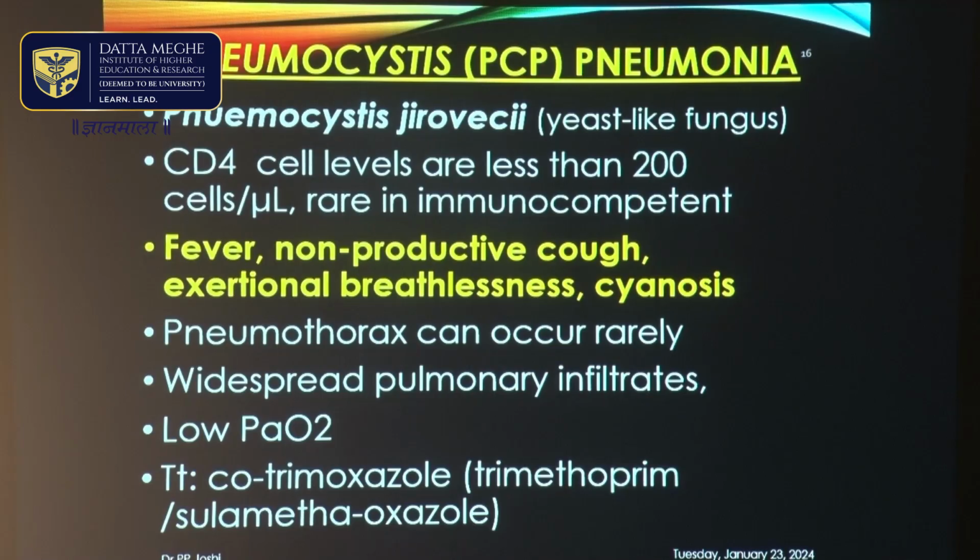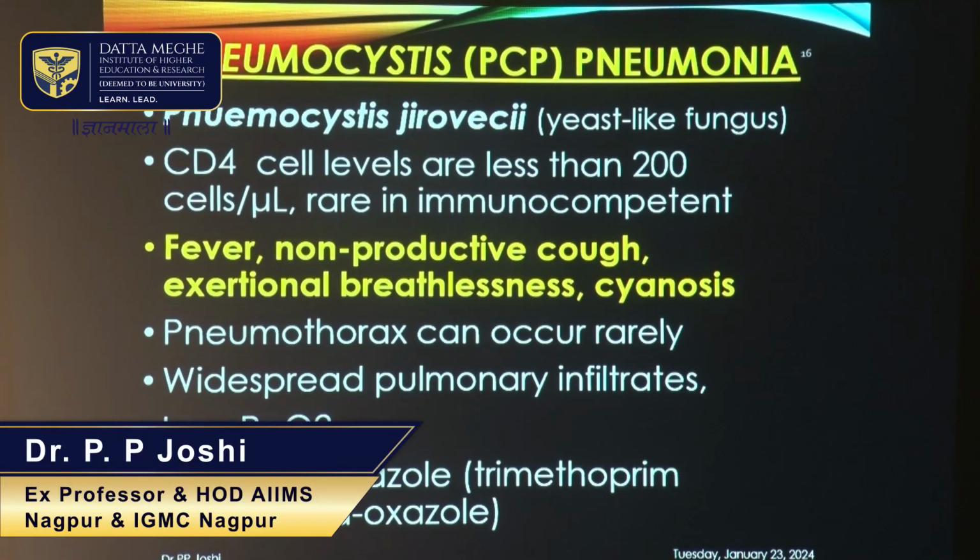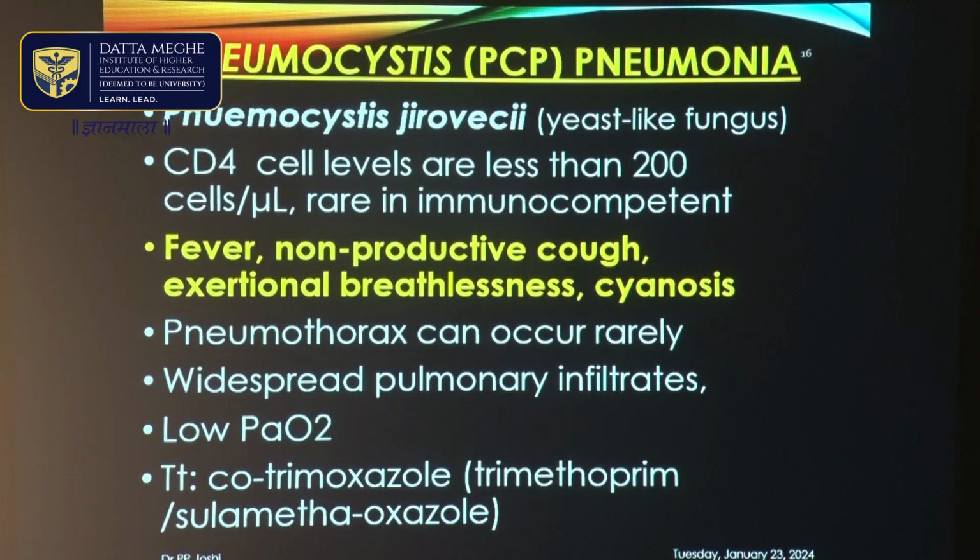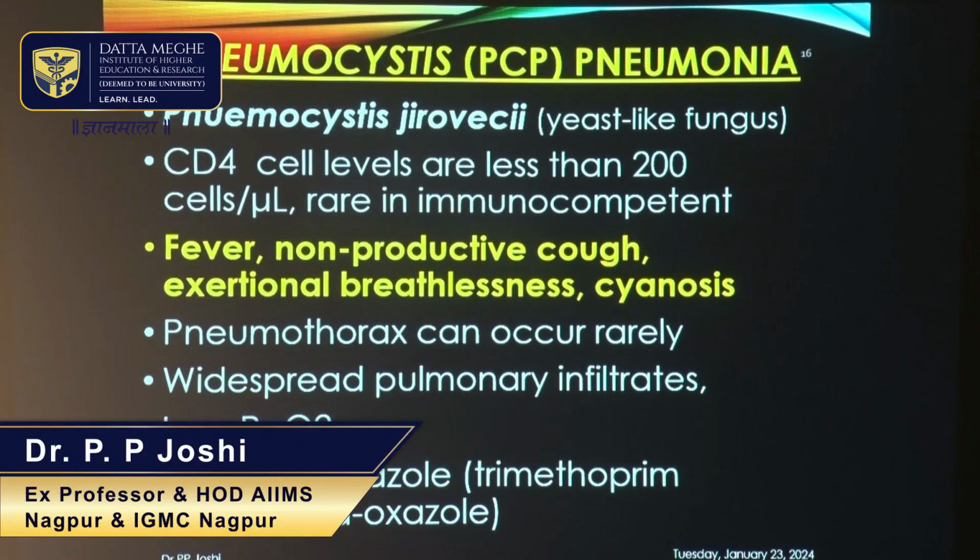Let us have a brief introduction to Pneumocystis carinii pneumonia, caused by Pneumocystis jirovecii, a yeast-like fungus. CD4 counts are usually less than 200 cells per microliter, and it is rare in immunocompetent patients, which means in immunocompetent patients, Pneumocystis carinii pneumonia is very uncommon. It is a typical AIDS-defining infection, seen in immunosuppressed patients.